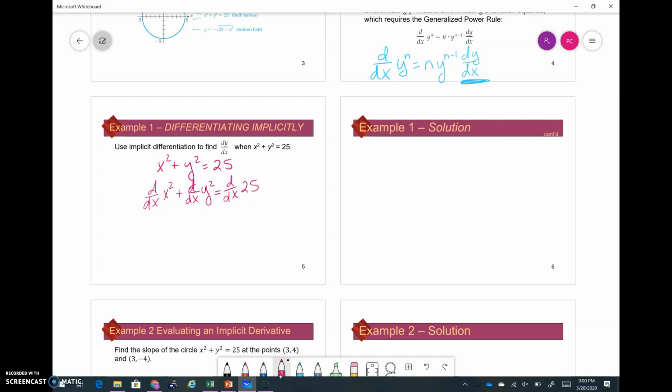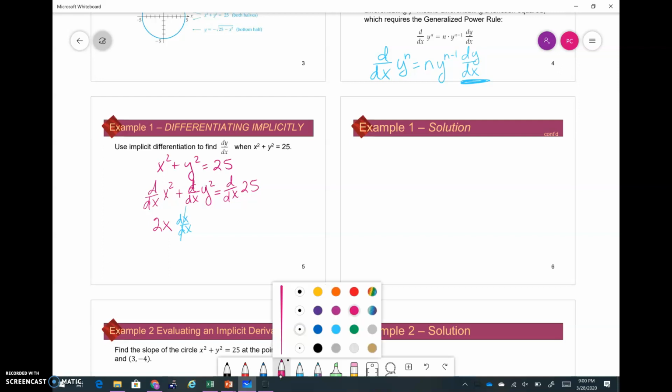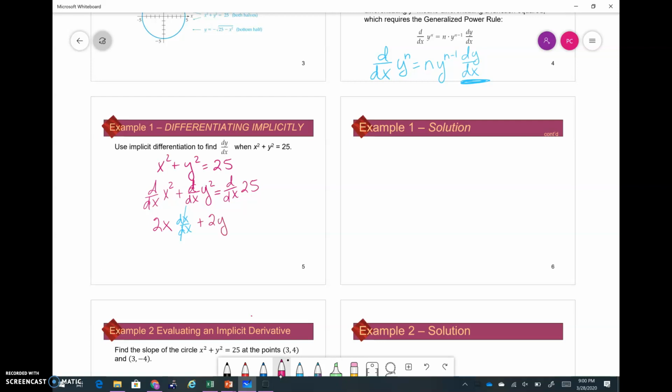So on the first one, when I take that derivative, I end up with 2x. And what's happening behind the scenes would be dx over dx, which we know cancels out, so we don't need it. Then the next one, I have 2y dy over dx. That one doesn't cancel out. And then the derivative of 25 is 0. All right? Now I have the function. I'm going to come up here so I have more room.